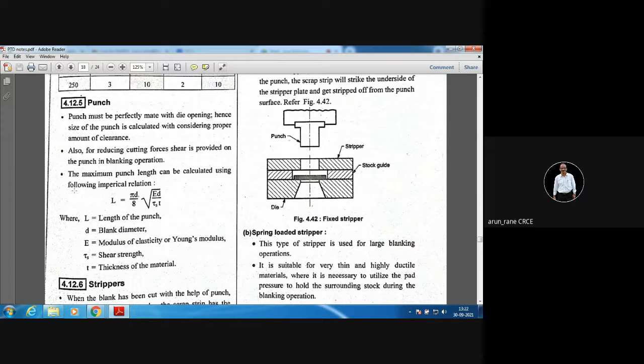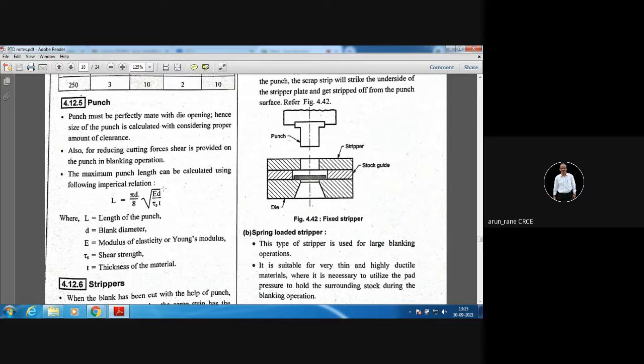So how many pieces, what is the production you want? Accordingly, you can decide the length of the punch. If you are going to produce 10 lakh pieces, then even if the length of the punch is 25 mm, which is sufficient, you can easily get 10 lakh pieces. Because if you are removing 0.5 mm after every 1 lakh pieces, you need to grind only 5 mm in order to get 10 lakh pieces.